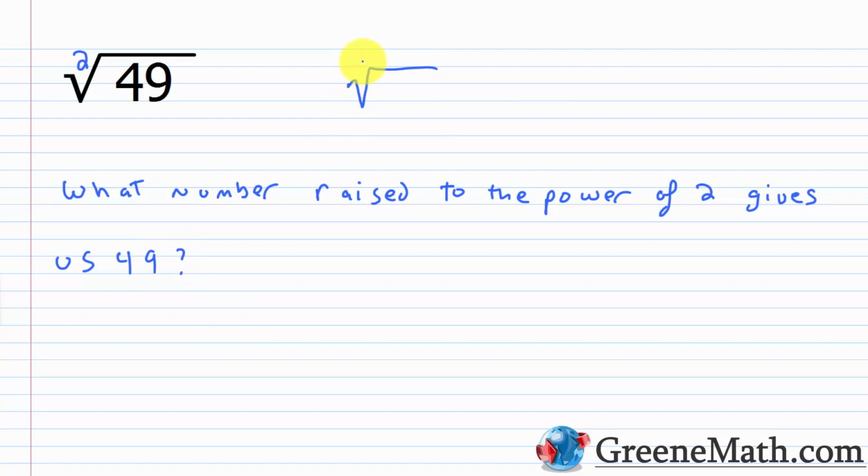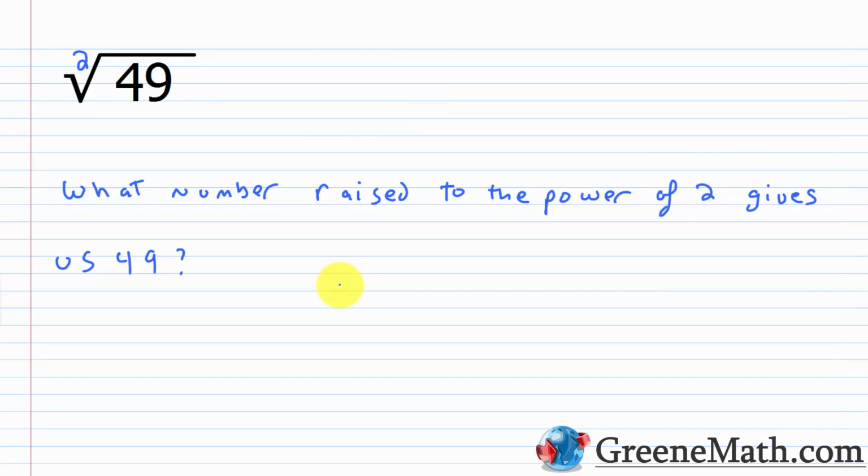If I had the cube root of 8 as another example, I would just say what number raised to the power of 3, because my index is a 3, gives us the radicand, which is 8. Okay? If I had the fourth root of, let's say, 625, it would be what number raised to the power of 4 gives us the radicand of 625, and so on and so forth. So it's a very simple process to understand.